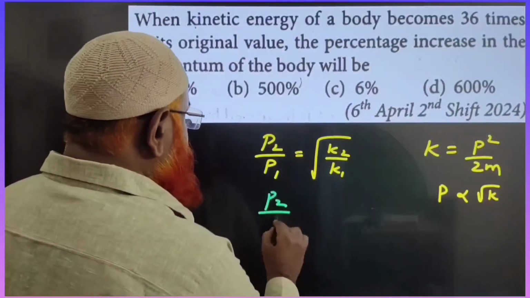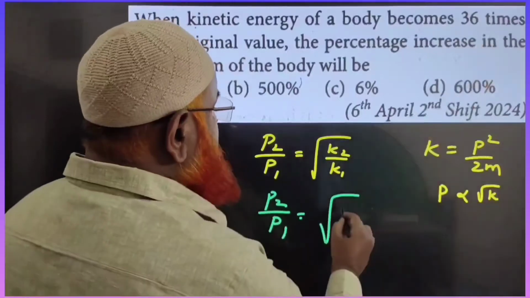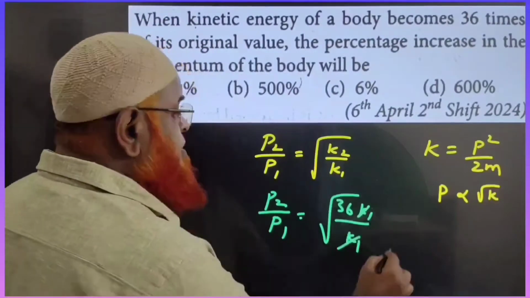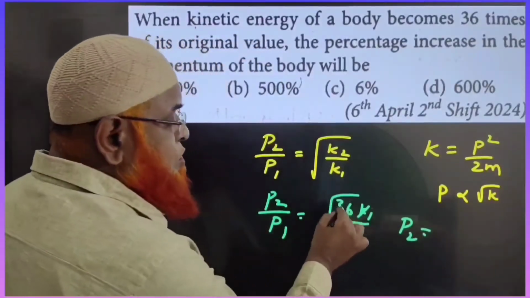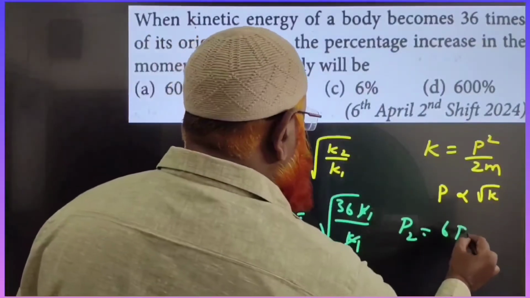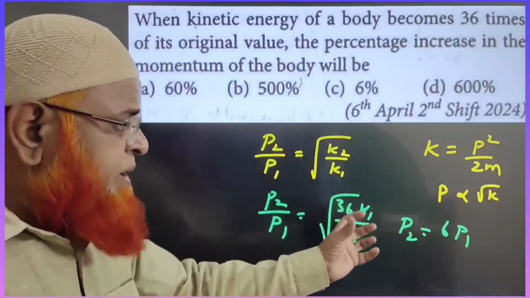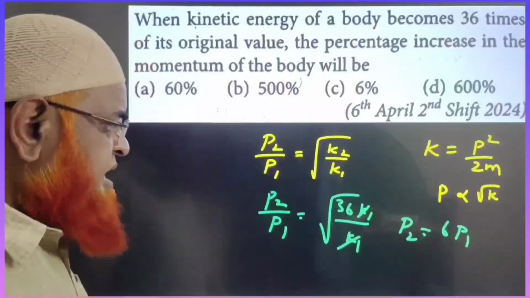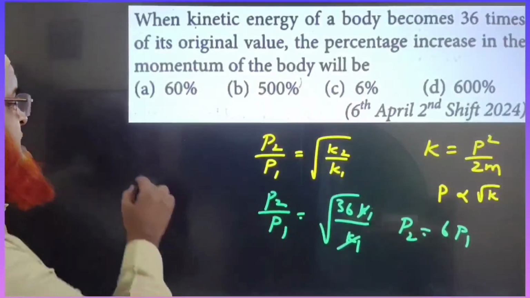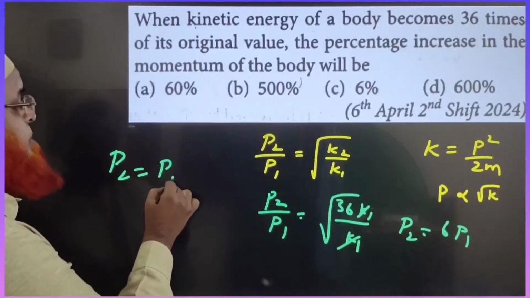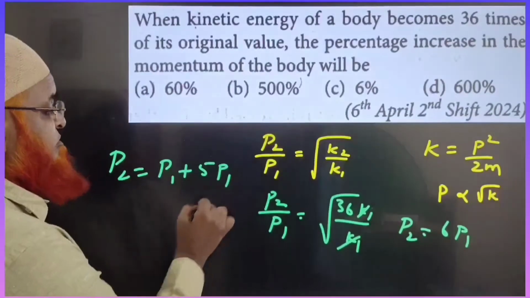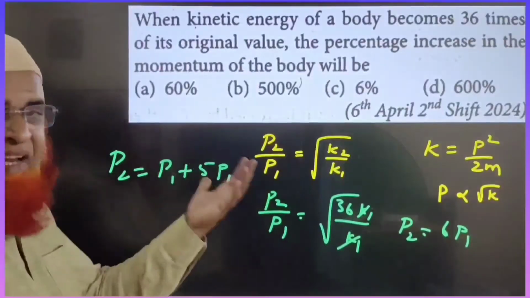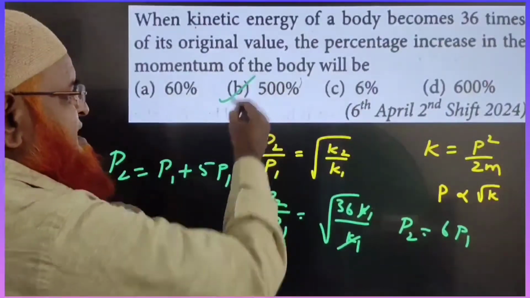So therefore, p2 by p1 is nothing but, it becomes 36 times, means 36 times of the previous kinetic energy, that is k1. How much? P2 is nothing but, this is root 36 is nothing but 6 times of P1. Okay. So P2 becomes 6 times of the previous momentum. What does it mean actually? Here 6 times means P2 is equal to P1 plus 5 times of P1. Okay. Previously it was P1. Now it is becoming 5 times extra is nothing but 500% is going to be your answer.